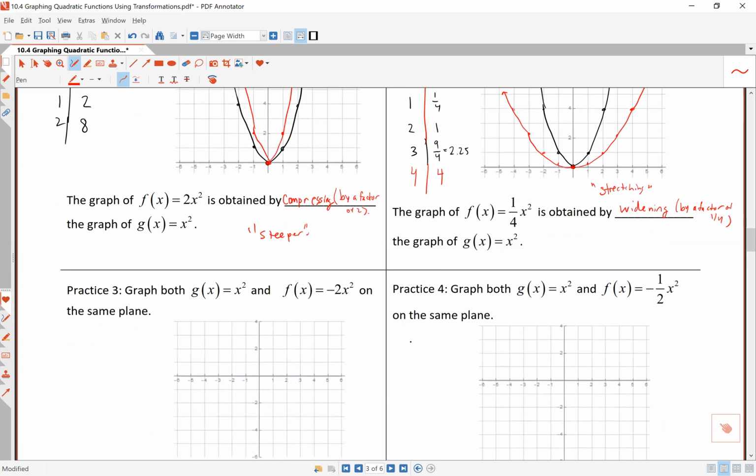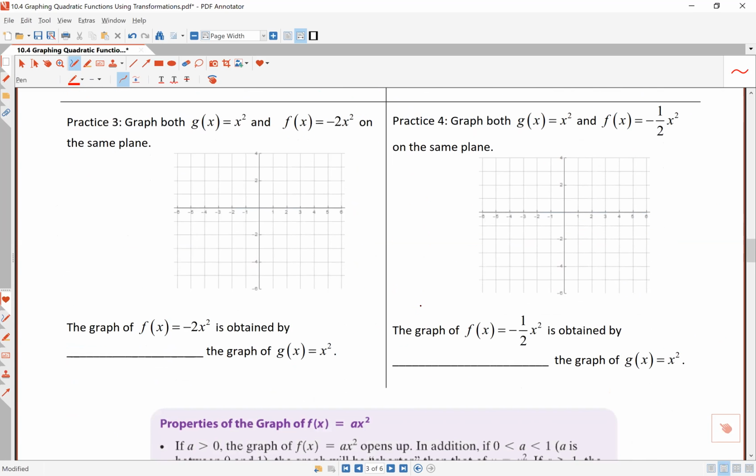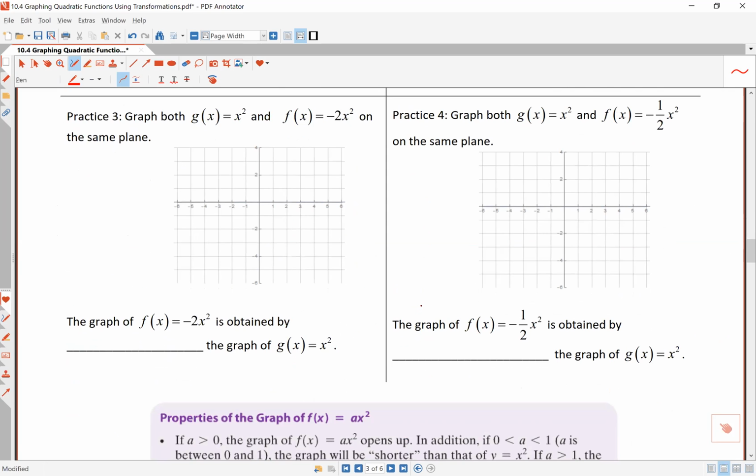Now here are two practice problems for you to try. I would like you to try on your own and figure out what this negative is going to do to the new graph. Please press pause in your video and work these out. And when you're ready to see the solution, come on back.